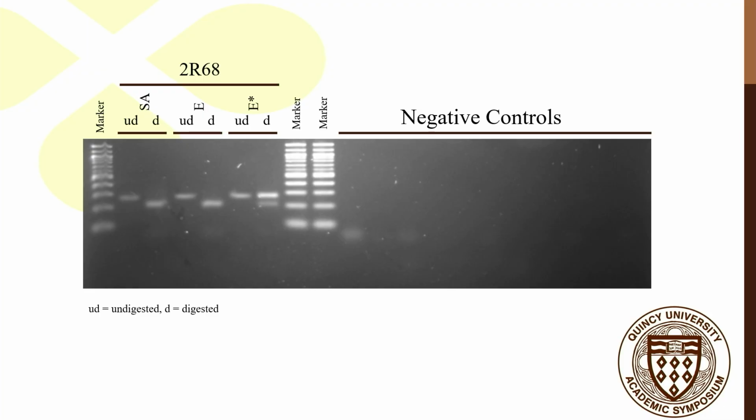As for 2R68, this actually has pretty good digestion between all of them. So the South African strain has a possibility of it being homozygous for having 2 restriction enzyme sites, in both the South African and the European 1 strain. And then for the second European strain, it looks like it could be heterozygous for having 1 restriction enzyme site. Then for the negative controls, we have no DNA in those samples, so there are no evident bands there.